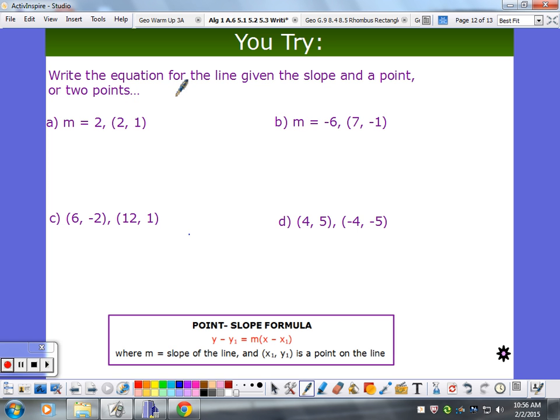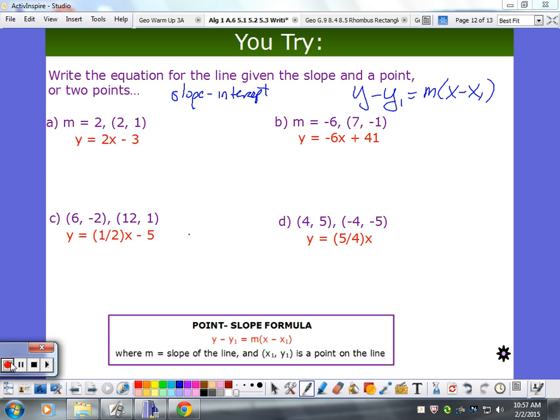Alrighty, so going back to these Try Its now, see if we can figure out the equation of the line in slope-intercept form. When you're all done, that's what I want, slope-intercept form. And you may need point slope to get there, so give it a try. As you do them, go ahead and check your answers, see how you're doing.